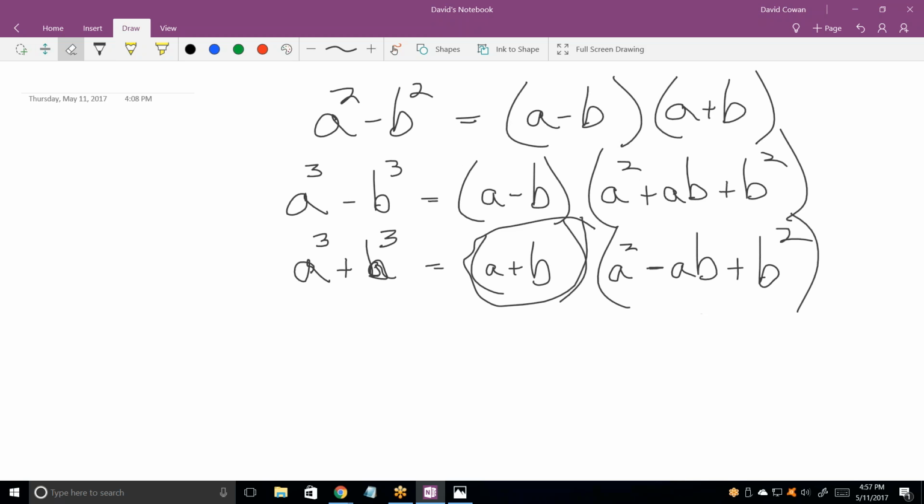And this is why I hate the answer that the first one is a plus b times a minus b, because it messes that pattern up. You know what I'm saying? Yeah. Okay.